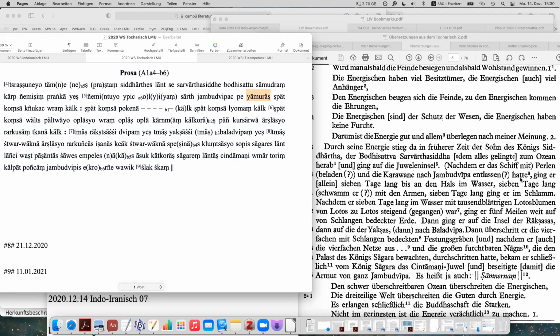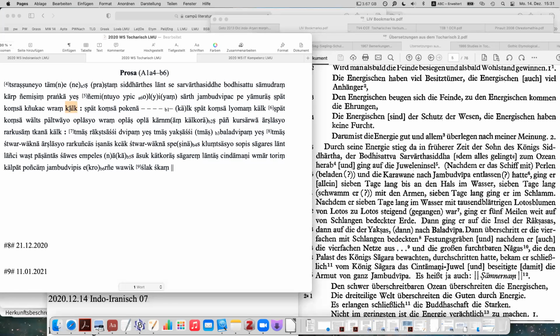Okay. So actually, ging allein 7 Tage lang bis an der Haus im Wasser. 7 Tage lang schwamm mit den Armen. 7 Tage lang ging in Schlamm. Okay. Und nachdem 7 Tage lang im Wasser mit 1000 blättrigen Lotusblumen und von Lotus zu Lotus steigend gegangen war. Okay. So this is actually the background. So for 7 days he walked in water.